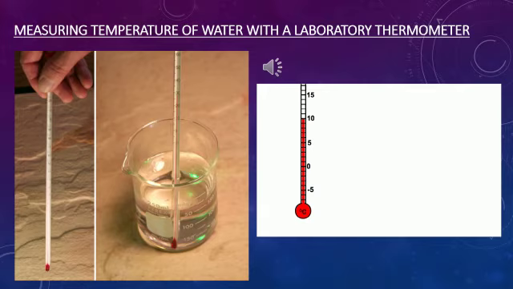That means you should read the readings when the thermometer is in water itself. When you take it out, what happens? The level of the mercury will fall down because the temperature varies once it is taken out from the beaker. So you need to read the temperature when the thermometer is in water itself.